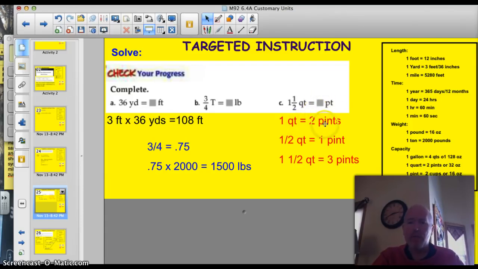And let's see, 1.5 quarts equals how many pints? Well, 1 quart is 2 pints. 1/2 quart is 1 pint, so 1.5 quarts would be 3 pints. I bet you've got this one correct, and I bet you got that one right. Did you get this one?